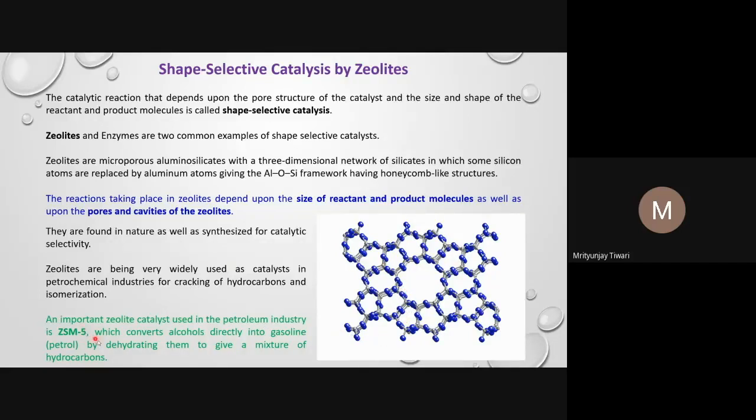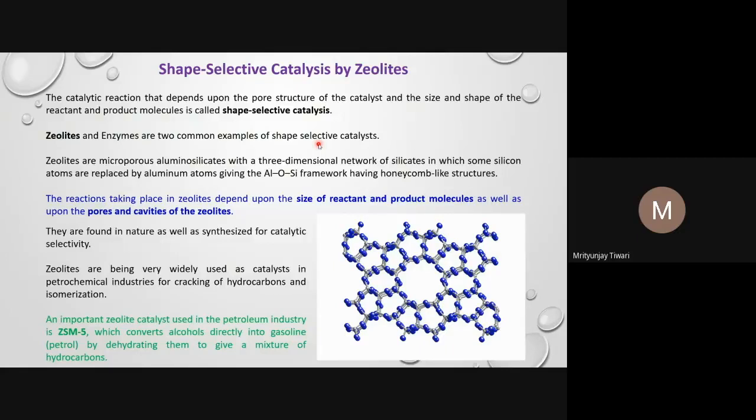This is ZSM-5 zeolite. So the catalytic reaction that depends upon the pore structure of the catalyst, and this pore structure may differ depending on the different zeolites, and the size and shape of the reactant and product molecules is called shape selective catalysis. And so the size of the reactants as well. And so the zeolites and enzymes are two common examples of selective catalysis.